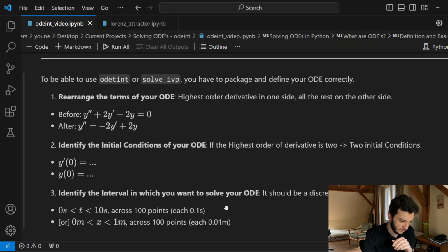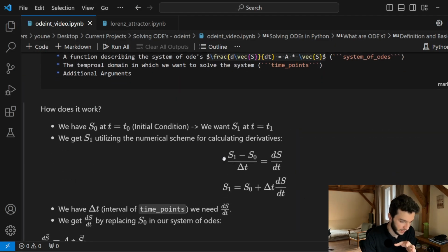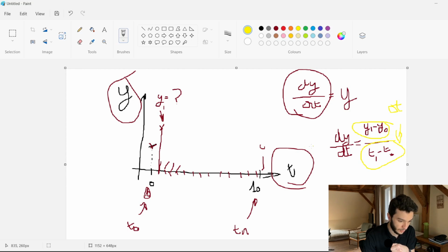So if I go back to my Visual Studio Code, you can see here we have (s1 minus s0) over dt is equal to ds over dt, and then s1 is equal to s0 plus dt times ds over dt. What we just did right here is finding an expression for s1. We have s0, this is the initial condition. Now, we are looking for this dy over dt, something we don't have.